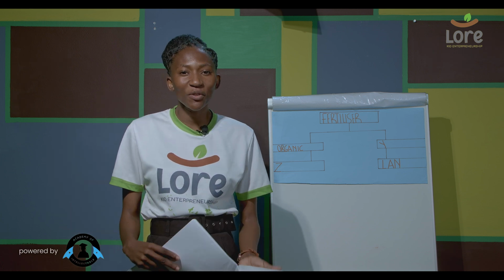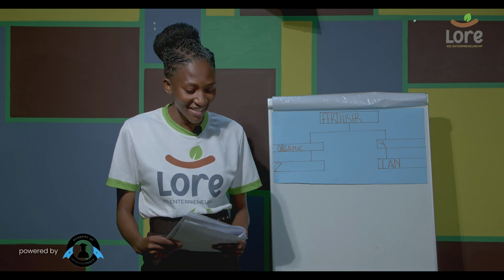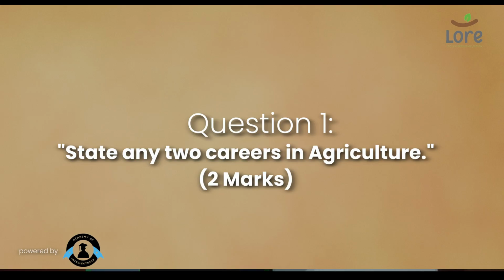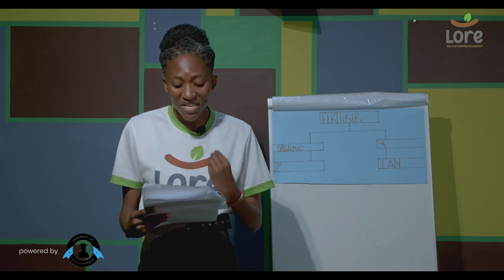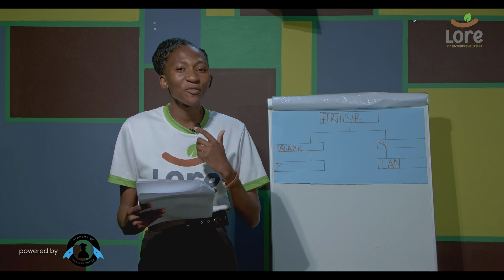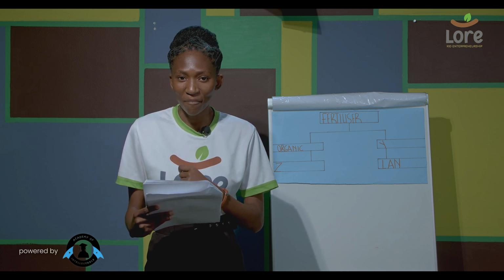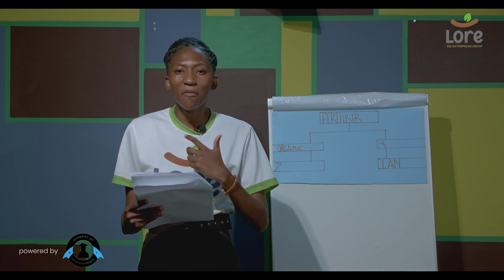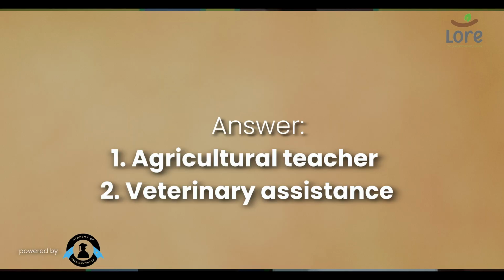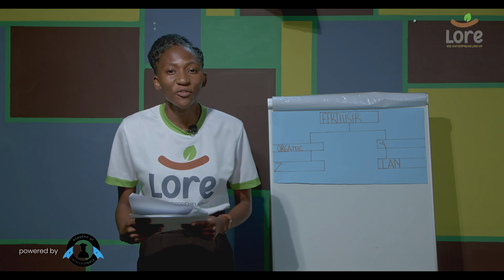Now, let's begin with question 1. Question 1 says, state any two careers in agriculture. This is a simple recall question. You are expected to mention two careers, that means two jobs someone can do within the agricultural sector. Our answer: they can become an agricultural teacher or they can become a veterinary assistant, whereby they are going to be taking care of sick animals. Let's move to question 2.